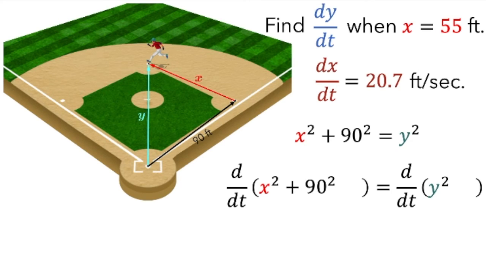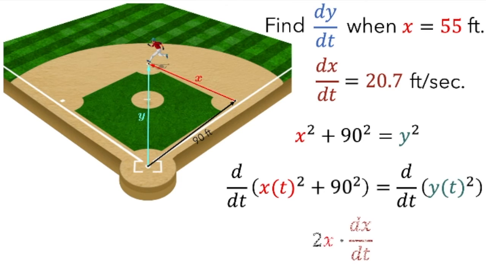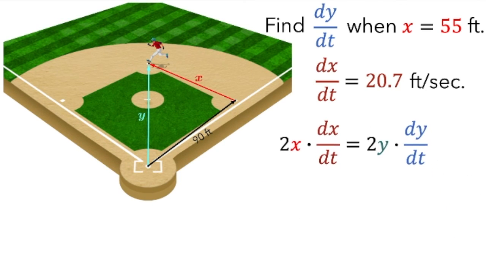To do this, we need to first think of x as a function of t and think of y as a function of t. Then, using the chain rule, the derivative of x squared of t is 2x times dx/dt. The derivative of 90 squared is 0. And the derivative of y squared is 2y times dy/dt. Now we have an equation that relates two rates, dx/dt and dy/dt. I'm going to divide both sides by 2y to get dy/dt by itself on one side of the equation, and then we can cancel the 2's to simplify.